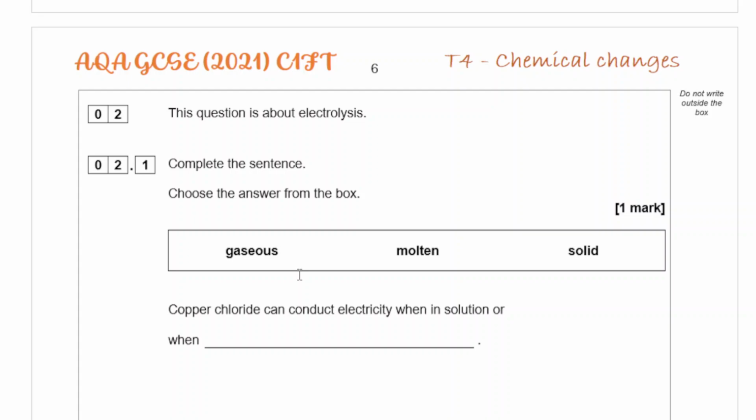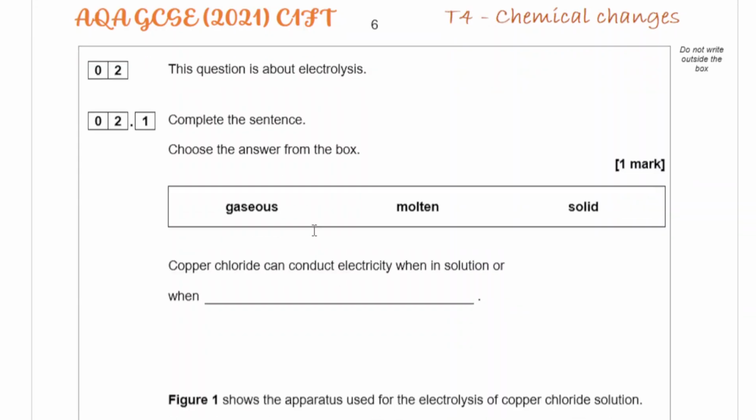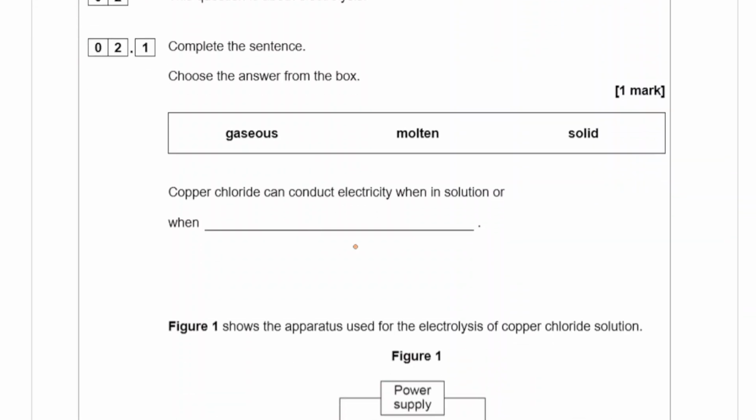Question number 2 is on the topic of chemical changes. So this question is about electrolysis. Complete the sentence. Copper chloride can conduct electricity when in solution or when molten. Molten is when you heat it so that it actually melts.